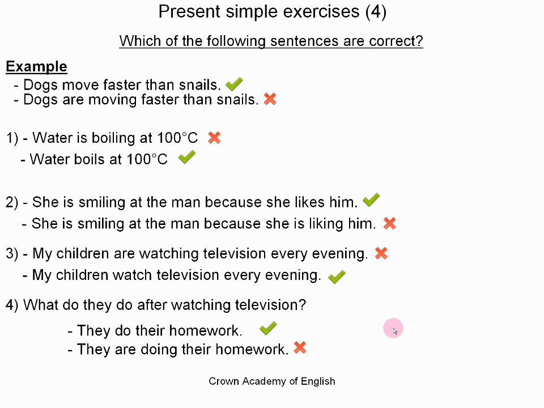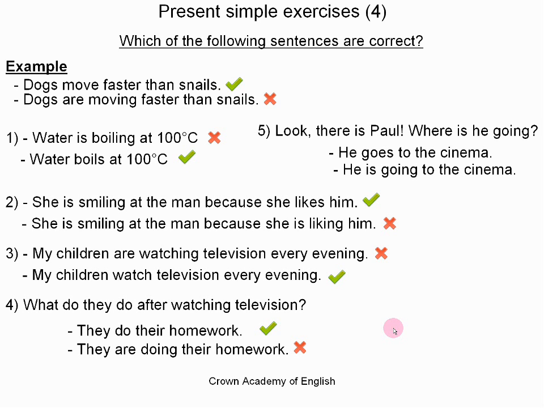And the last question, question 5. So the answer is, now this time we must use the present continuous. We must not use the present simple. And the reason is because look at the question. The question is using the present continuous. If you look at it, it's saying, where is he going? There's ing. Where is he going? So the question is being asked using the present continuous form.